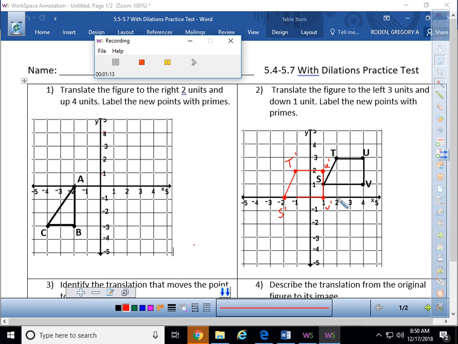Alright, so here's number 2. Again, all we did is take this triangle and translate it, or slide it. So I slid each point 3 left, so 1, 2, 3, and 1 unit down. Again, I've correctly labeled the points with primes, and we should always get exactly congruent figures here.